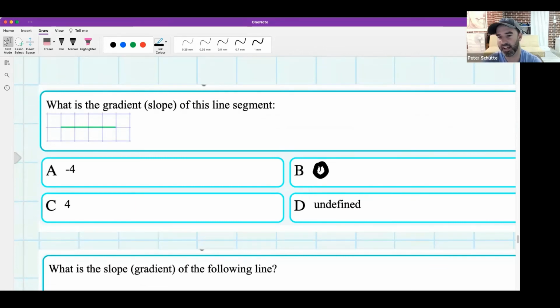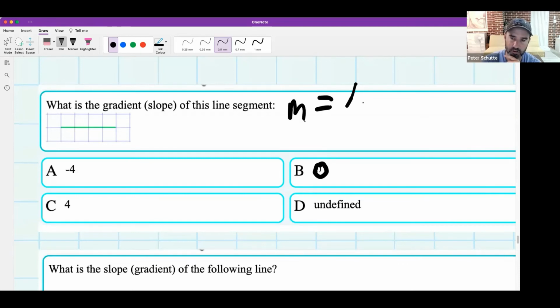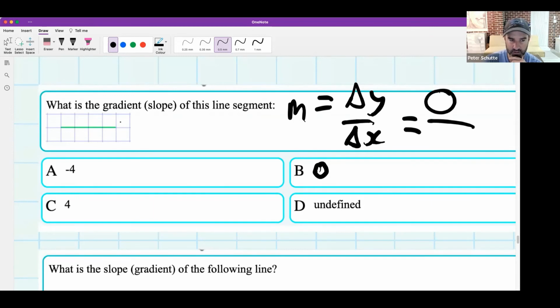Okay, some of you are saying undefined, some of you are saying B, 0. If you think about the formula, change in y over change in x, well, that's one way of doing it. If you look at this, there's no change in y. It doesn't go up at all. So this is 0. There is change in x, but there's no change in y. But 0 divided by anything is 0. And so the answer is going to be B.